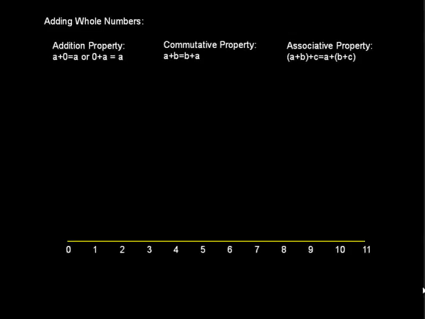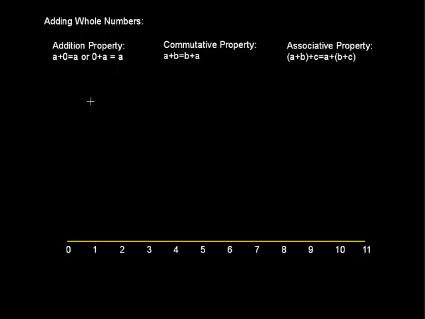In this video, we'll talk about adding whole numbers. And there's a couple properties we need to go over for the whole numbers. The first one is addition of whole numbers. And this basically states that a plus 0 equals a, or 0 plus a equals a.